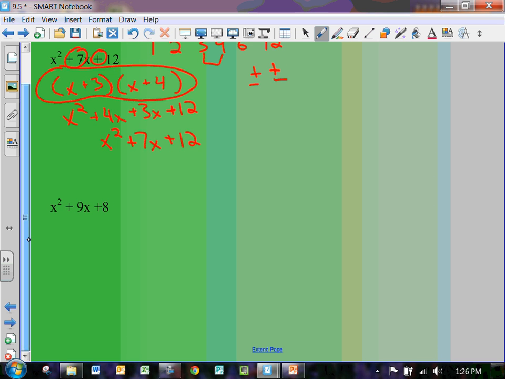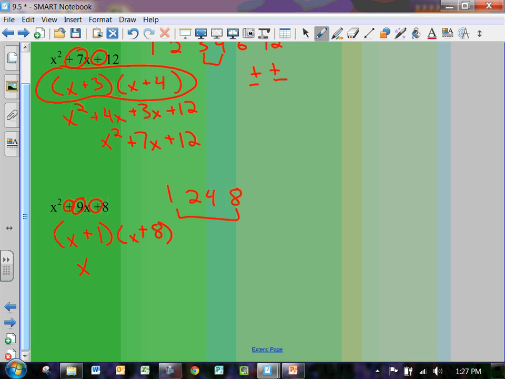All right, second one. Looking at those adding up. So factors of 8: 1, 2, 4, and 8. And we need a 9. So we're going to use 1 and 8 to get our 9. x is out front. And 1 and 8. And because we have a plus sign, we're going to do a positive, because we have a plus there and a plus there.